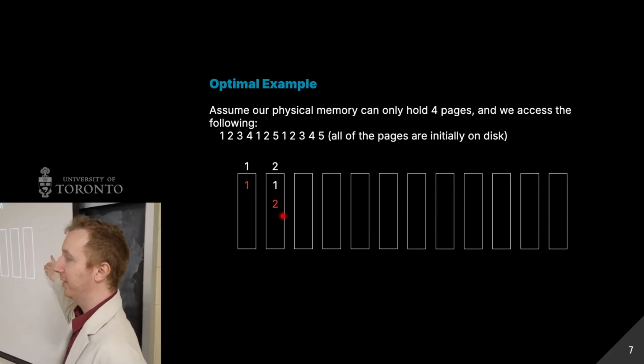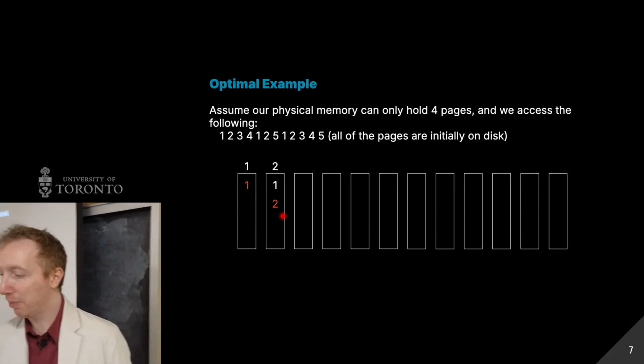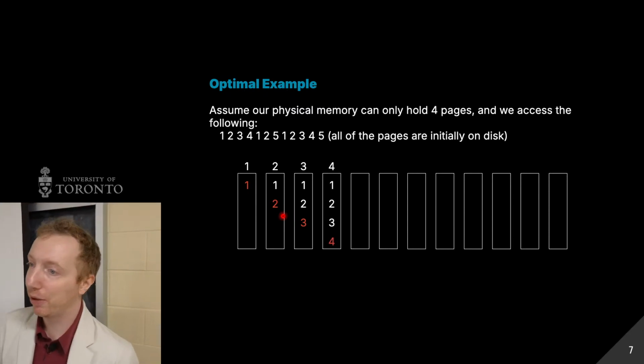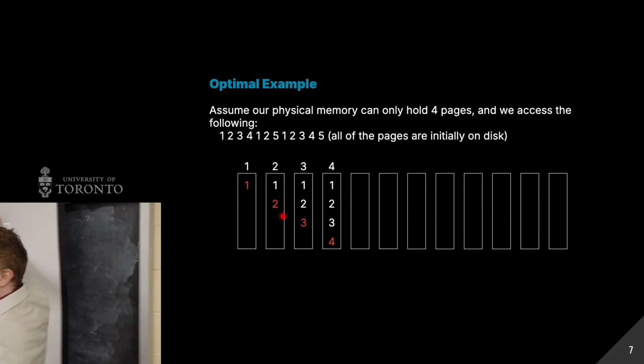Everyone still good? All right, so same thing happens for page 3 and page 4. This is pretty much what's going to happen in all the examples. Do I have permission to skip this for all the examples?